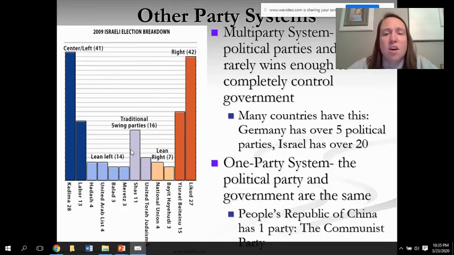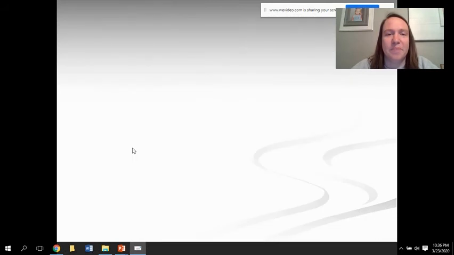Then you can also have something called a one-party system. So a one-party system is where the political party and the government are the same. This is like China, a lot of communist countries, although China's not really communist anymore. Communist countries have this. China has this. Other countries where you can go vote, but the Communist Party is the only party you get to pick people from. So you can kind of decide if it's worth it or not.